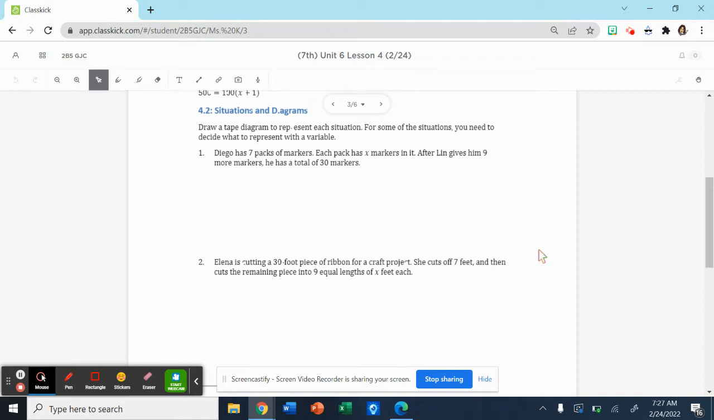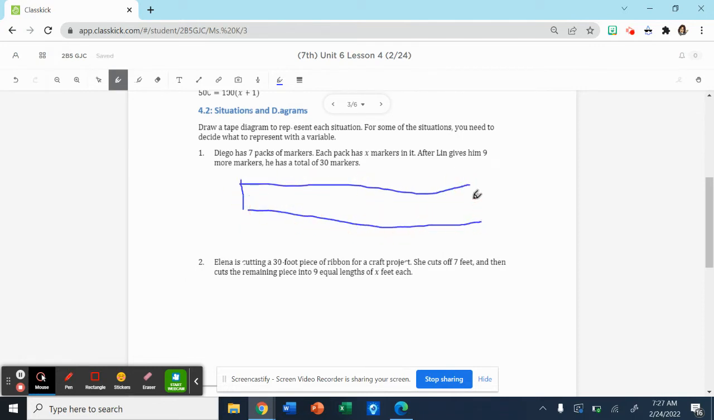1. Diego has 7 packs of markers. Each pack has x markers in it. After Lynn gives him 9 more markers, he has a total of 30 markers. First, remember that all of our tape diagrams start with one large box. You can see I had a little bit of trouble drawing it the first time, and so accuracy and neatness isn't all that important so long as you can draw me a long horizontal box.